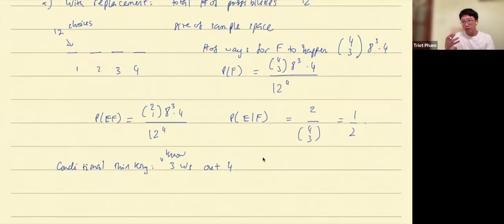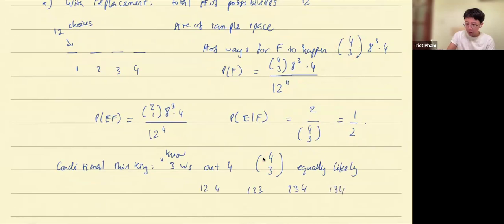Now, how many ways can you have 3 whites out of 4? That's 4 choose 3 ways. There are 4 choose 3 possibilities. And here's the key: they're equally likely. And that's conditional thinking. You know that all the possibilities, namely 1, 2, 4; 1, 2, 3; 2, 3, 4. What else? 1, 3, 4. These are all equally likely to happen, to have 3 whites out of 4.